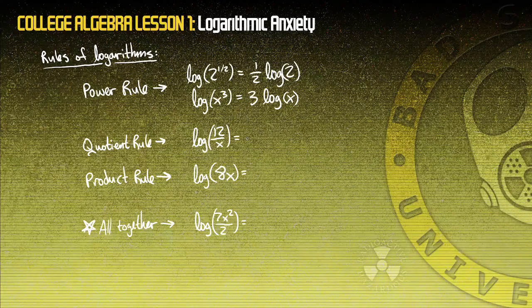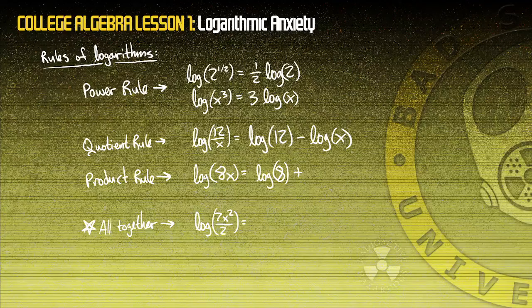For the quotient rule, if you have a fraction inside the logarithm, you can actually split it into 2 different logarithms. So with log 12 over x, that's just equal to log 12 minus log x. And then for the product rule, where you have a product inside the logarithm, let's say log 8x, you can also make 2 logarithms where you have log 8 plus log x.